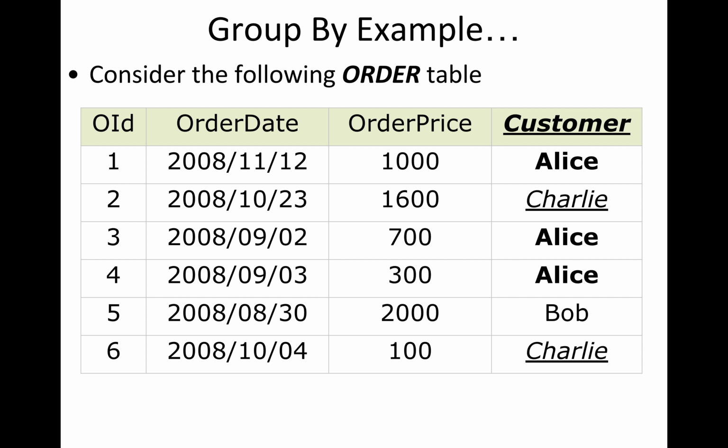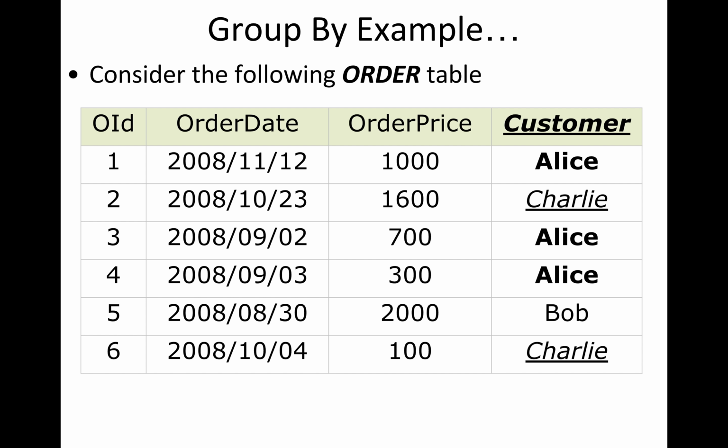We have order prices. It looks like in the order prices, we don't have any prices that can be grouped, right? It looks like they're all different values. We have customers. Looks like the customer does repeat a couple of times. We see that Alice has purchased three items, and Charlie has two orders, and Bob has one.